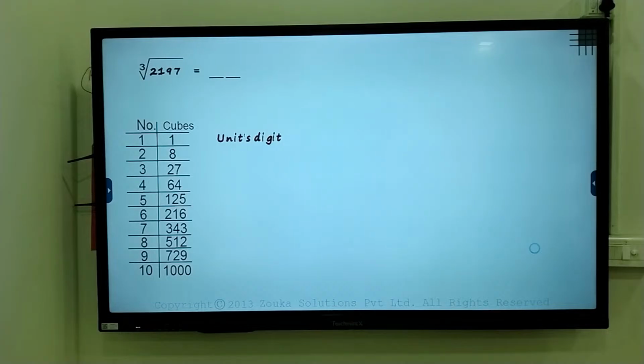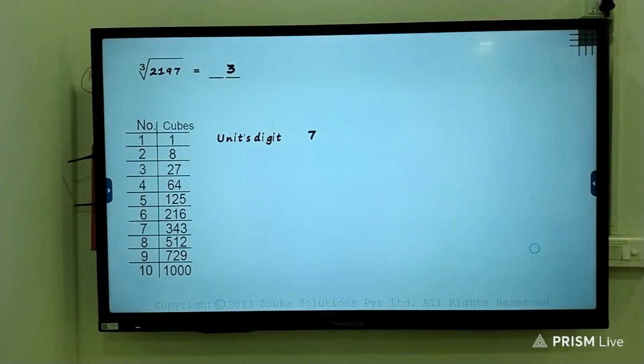Okay, now we're all set to go. The first step of our method is to look at the units digit of the number. The units digit of 2197 is 7. So we look at our table. In the cubes column, we look for a number which has its units digit as 7. It's this one, 27. So we take the number from the first column corresponding to it and write it in the units place of the answer. The number corresponding to 27 is 3. So we write 3 here. So the first step directly gave us the units digit of the answer. Remember, the answer is the cube root of 2197.